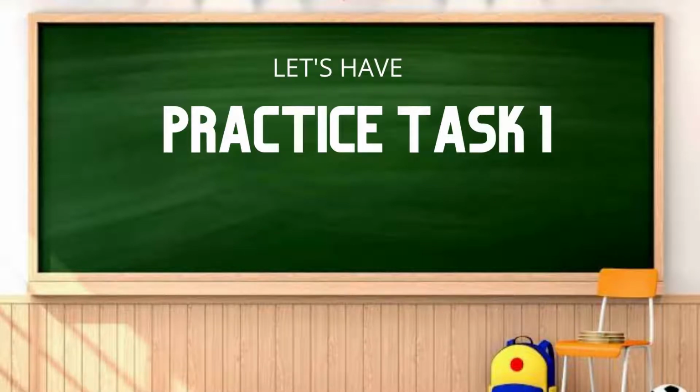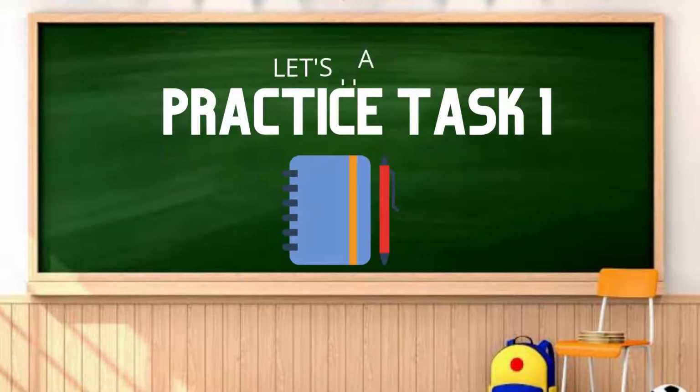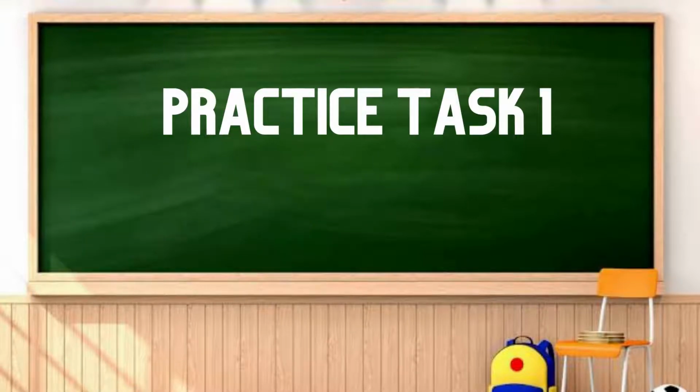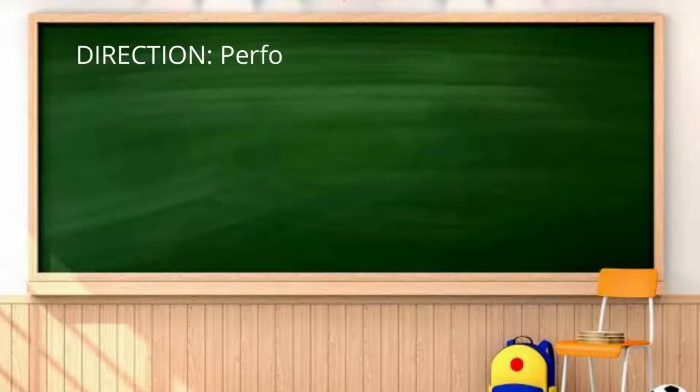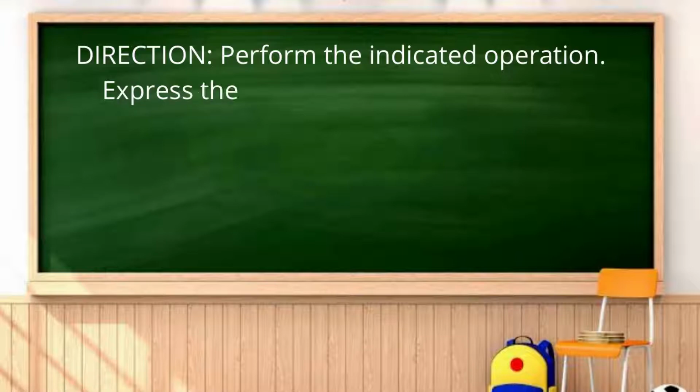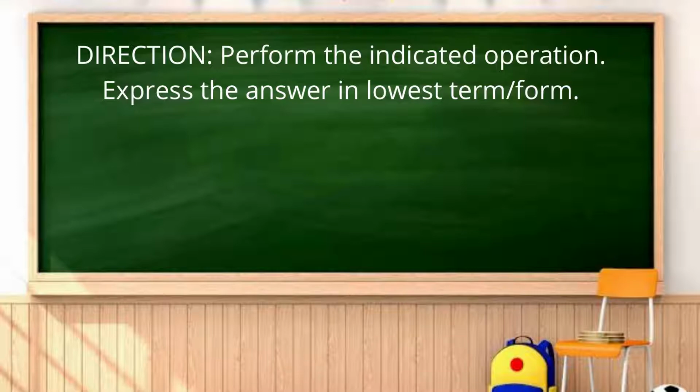Let's have practice task 1. See to it that you have with you your ballpen and notebook and your learning activity sheet in Mathematics 6, Quarter 1, Week 1. Read and understand the given direction before you answer. The first activity instructs you to perform the indicated operation and express your answer in simplest form. You will be given 10 seconds to answer each item. Are you ready? Let us begin.